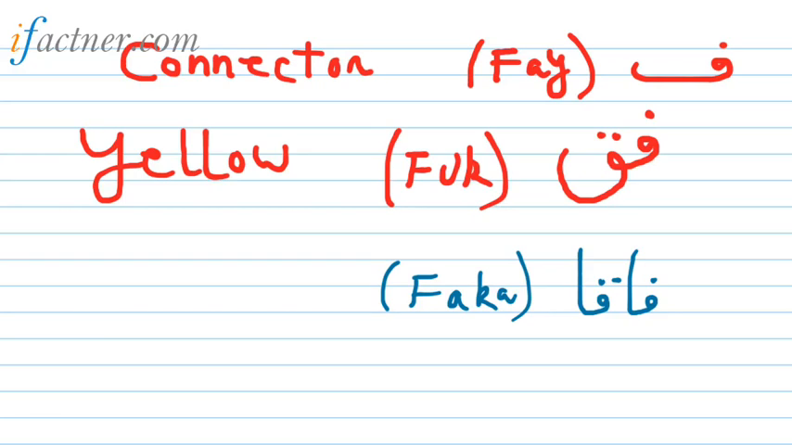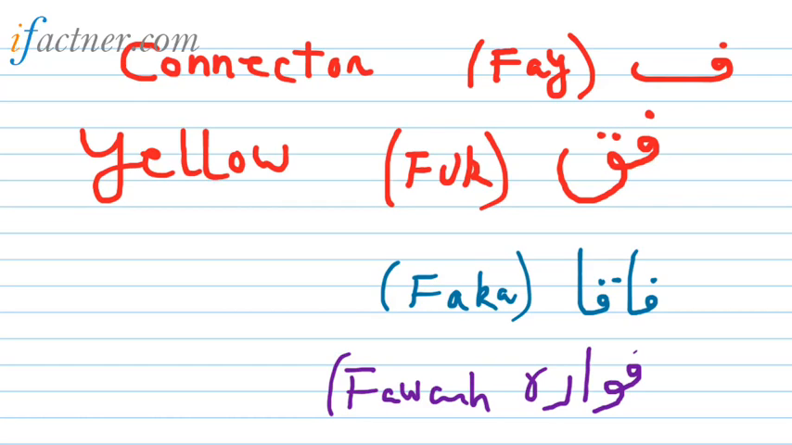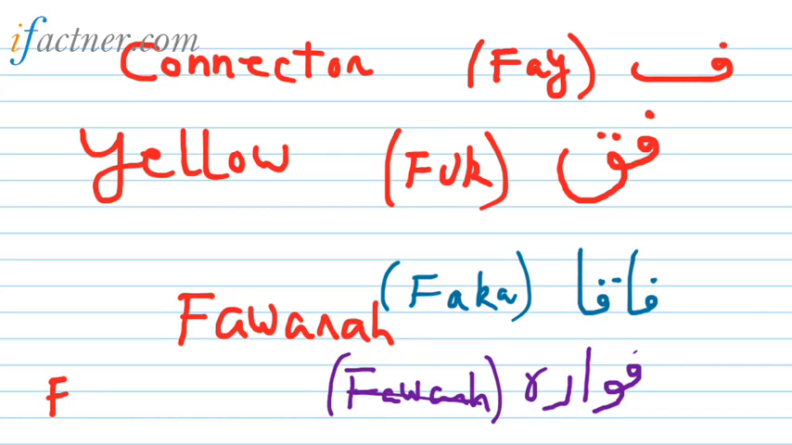And then there is another word called fawara, fe, waw, alif, ra, fawara. Let me write it again. Fawara means fountain. So now let's see how do we use the character Fe in the middle of the word.